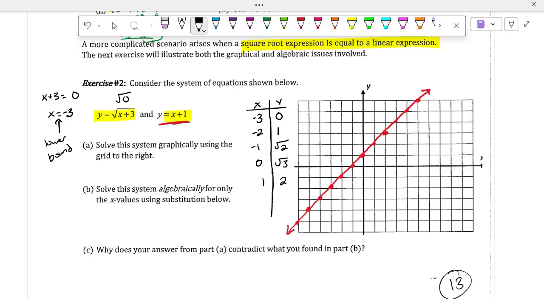All right, so let's just graph what we have so far. I'm only going to graph the nice numbers. I'm not going to really bother with the irrational numbers. So I got -3, 0, -2, 1, and 1, 2.